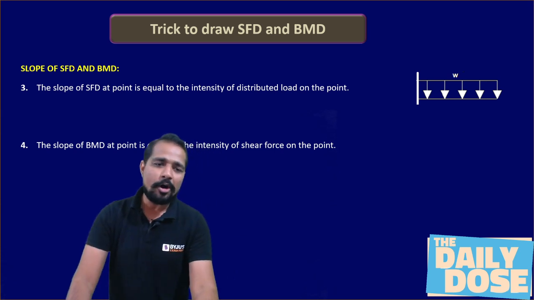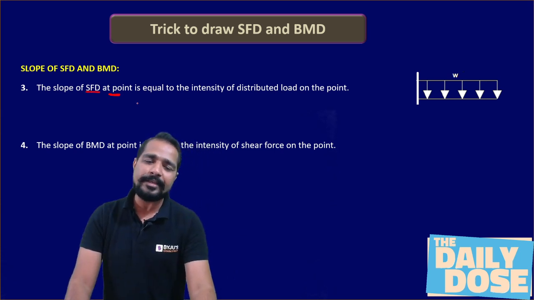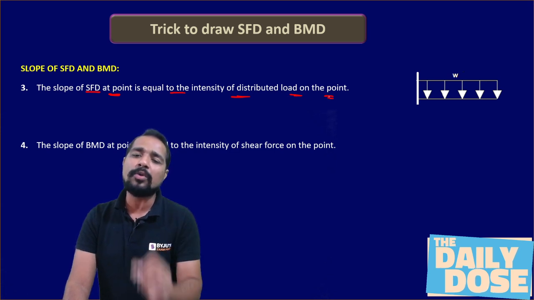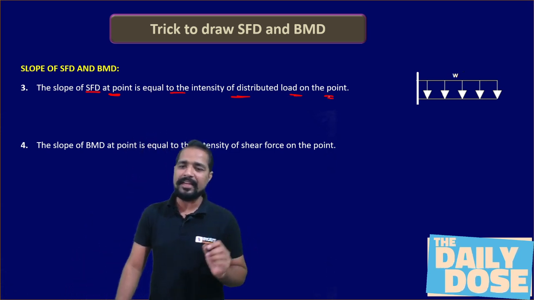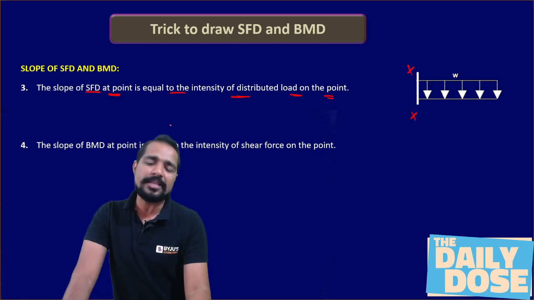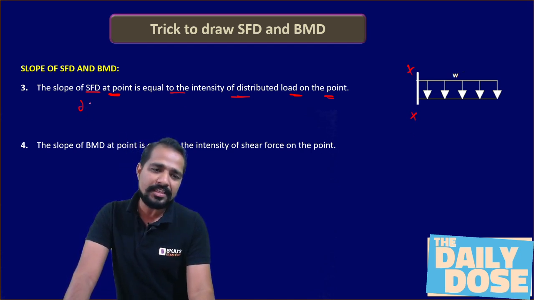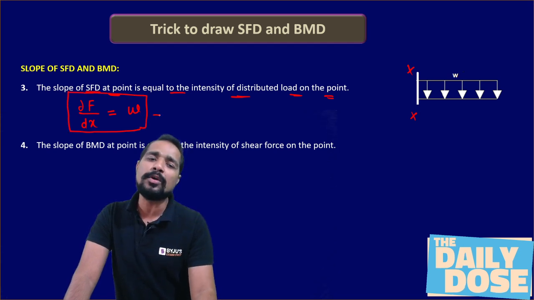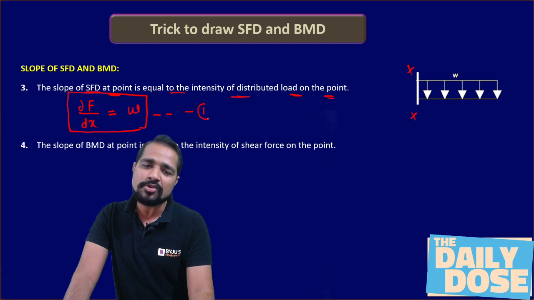What is the meaning of the slope? The slope of the shear force diagram (SFD) at a point is equal to the intensity of the distributed load at that point. What is the meaning of this? At this point, if I want to know the value of the slope, then the slope of the shear force diagram, dF/dx, will be equal to the numerical value of the distributed load, my dear. If the distributed load is 0, then my dear, the slope will be 0.